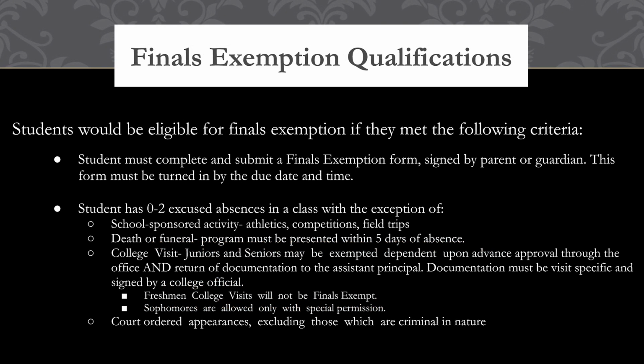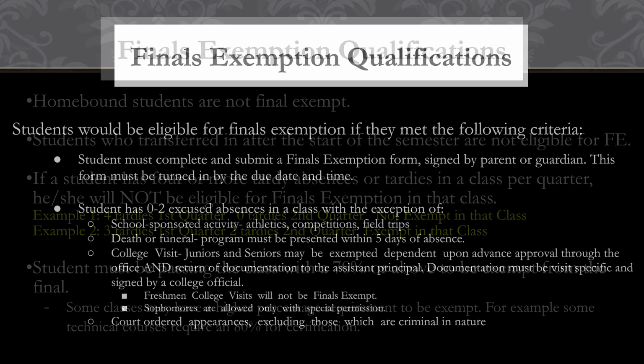All right, so students would be finals exempt if they meet the following criteria. Number 1, they have to fill out the application form and get that signed by their parent or guardian and turned in on a specific date or time, which we'll get to here in a minute. Like I said, less than 3 absences, so 0 to 2 absences in a class. What absences don't count? That would be any school-sponsored activity, documented death or funeral, a college visit for juniors or seniors only, and court-ordered appearance for something that's not criminal. So if they were a witness in a case or something like that, but if they're going to court because of something they did, then that does count.